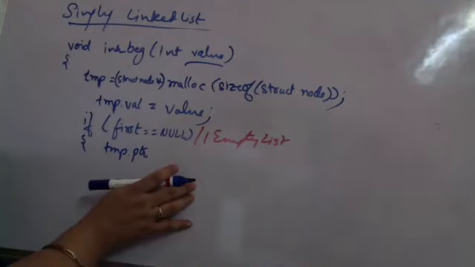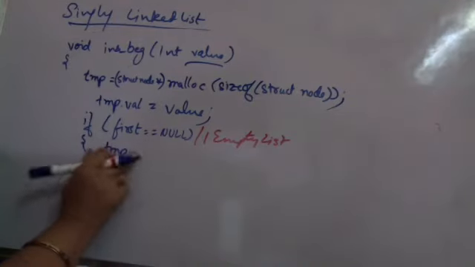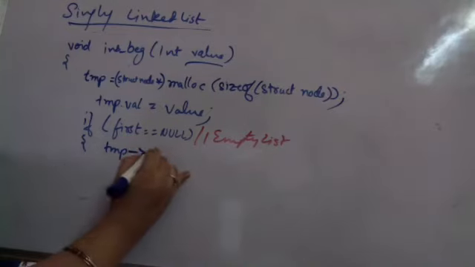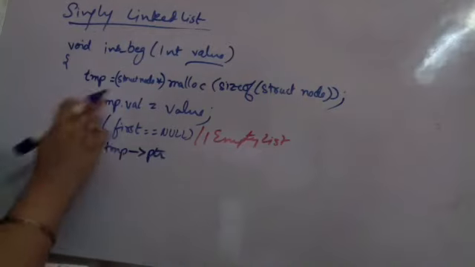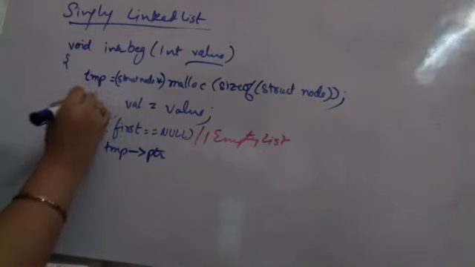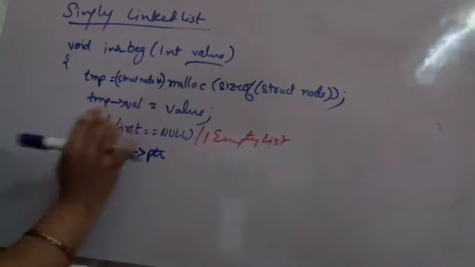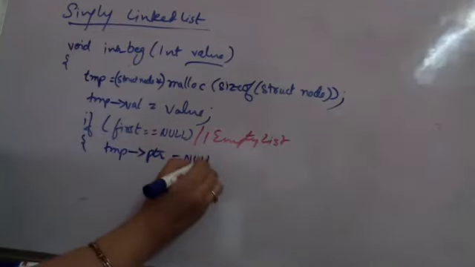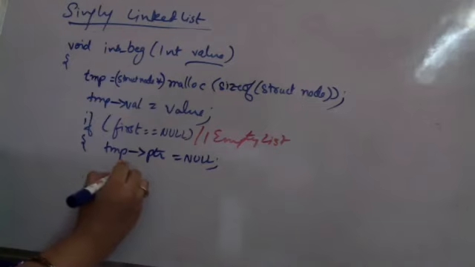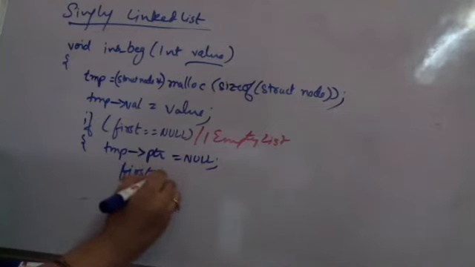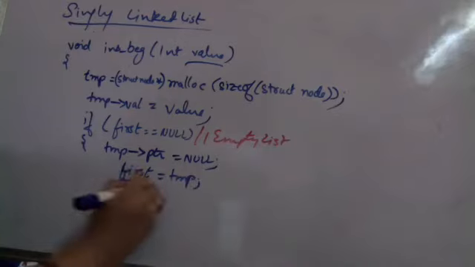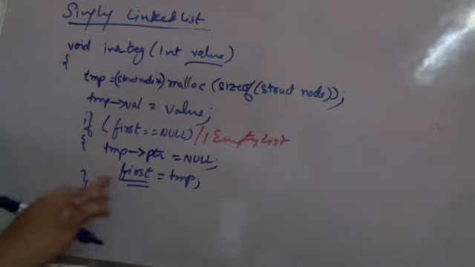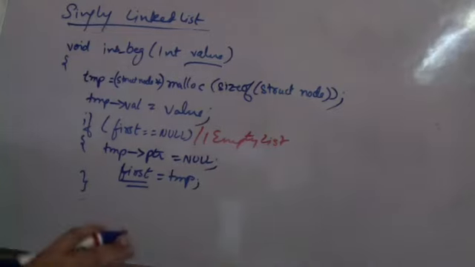Since temp is a pointer, it will not take dot. Please change it to the arrow operator. Temp is a pointer, it is not a normal variable. Temp arrow value is value. Temp arrow PTR is null. And first is equal to temp. Now we have the first here. You cannot write just node, you can rename it. I'll tell you that.